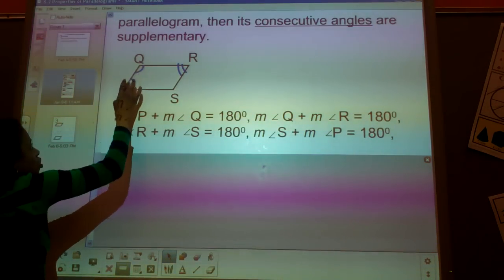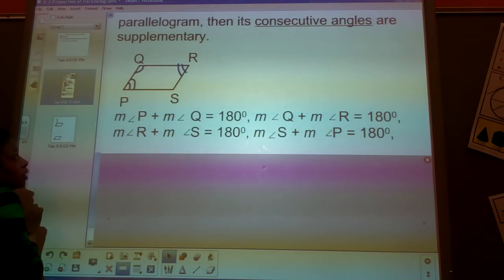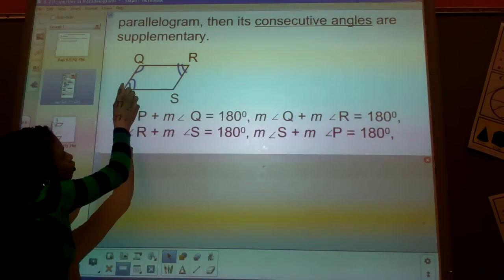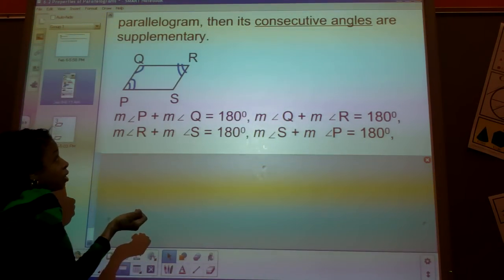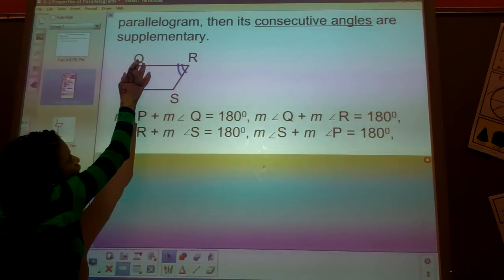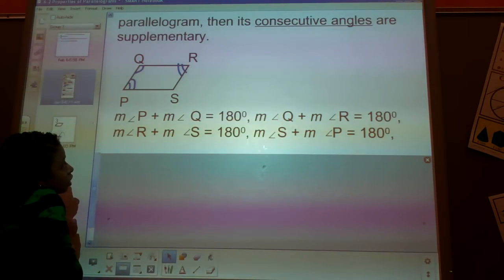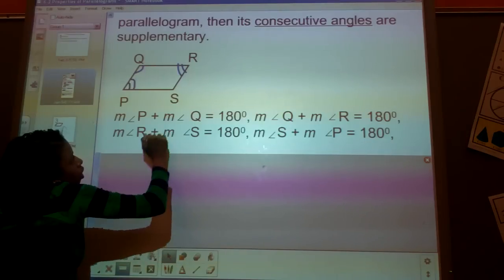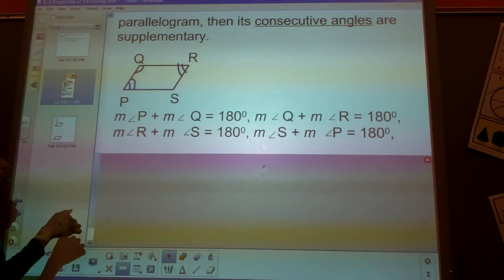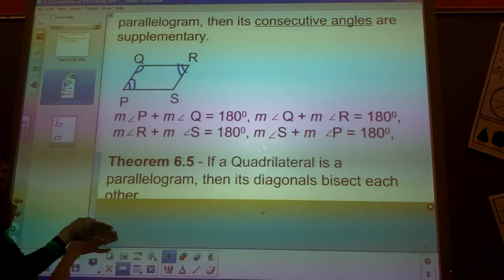Consecutive angles are next to one another. These two added together, Q plus P, is 180 degrees, or I can do P plus S is equal to 180 degrees, or I can do the measure of angle Q plus the measure of angle R is equal to 180 degrees, or again, I can do the measure of angle R plus the measure of angle S is equal to 180 degrees.